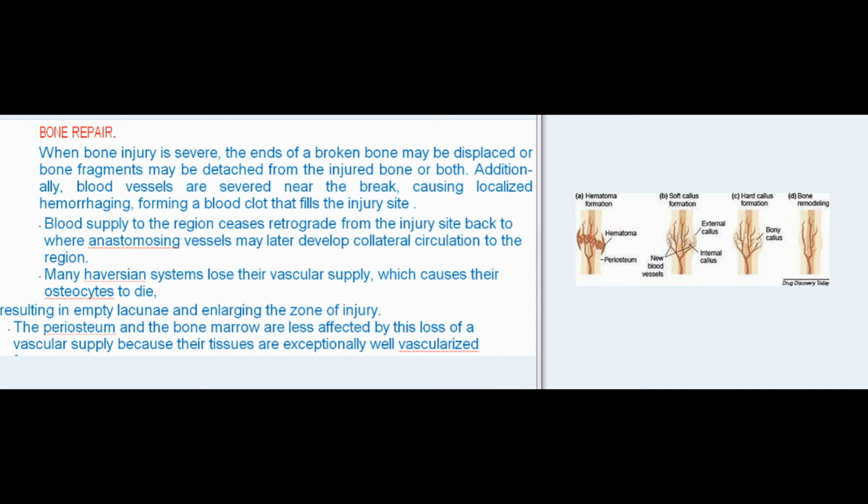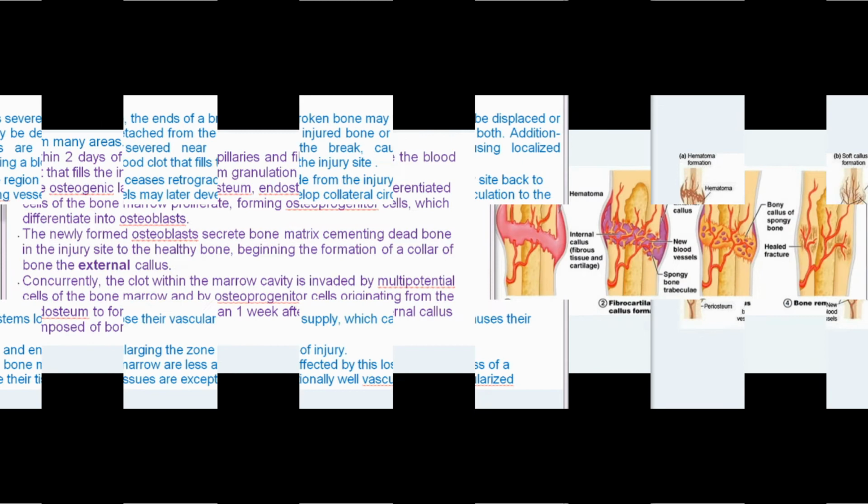Many Haversian systems lose their vascular supply, which causes their osteocytes to die, resulting in empty lacunae and enlarging the zone of injury. The periosteum and the bone marrow are less affected by this loss of a vascular supply because their tissues are exceptionally well vascularized from many areas.